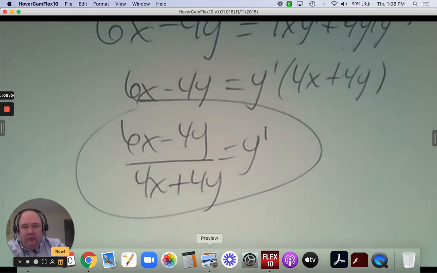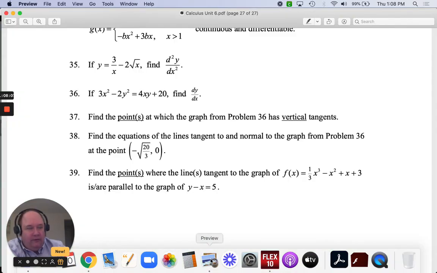Now, I think there's questions connected to it. So 37 says, find the points where there's vertical tangents. So a vertical tangent means it's undefined. So take the denominator and make it equal to 0, and then find where that's true.